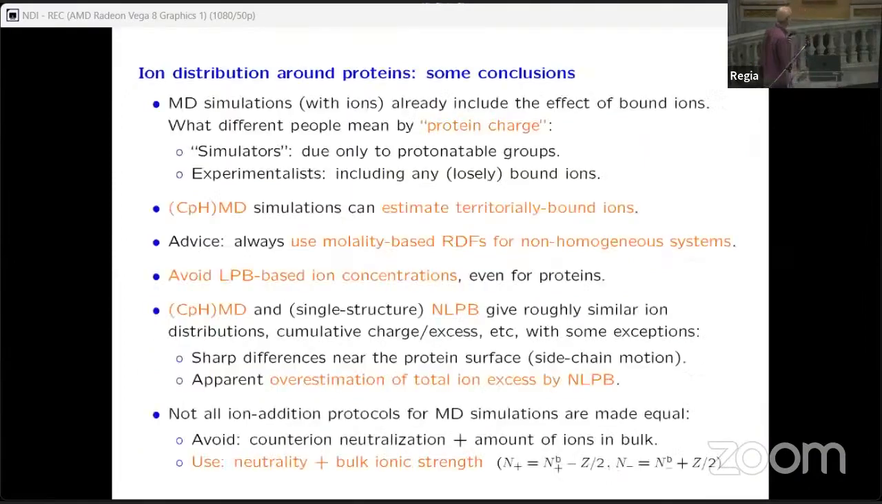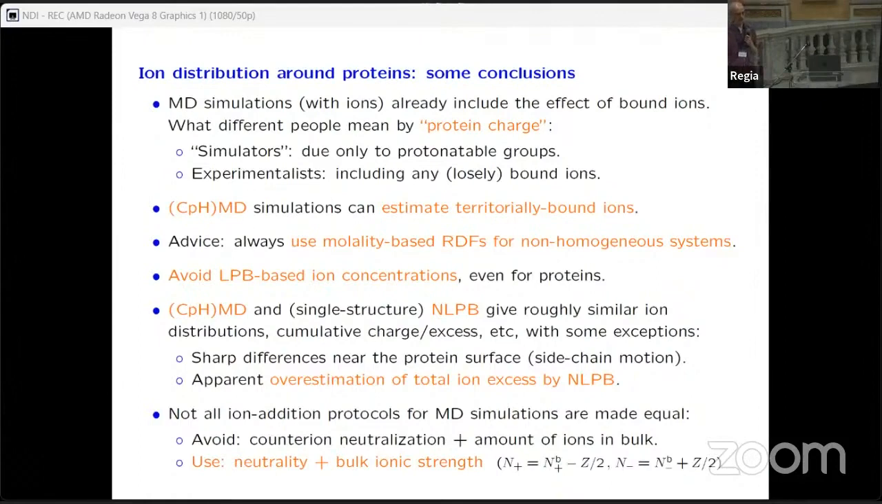So, conclusions. What conclusions can we take from this? The first thing is what I told you before about what the protein charge means. I think we are talking past each other in some cases, because for most people doing simulations, the charge of the protein is just the charge of the ionizable groups, I mean, the titratable groups, and if you have some site-bound ion that is really there and so on, that's the charge of the protein for us.